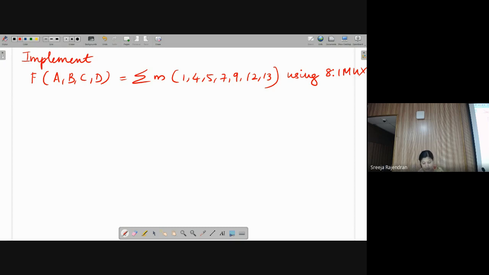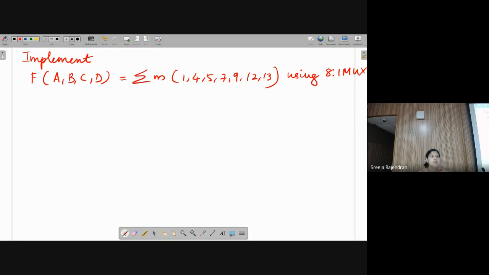Okay, so let's start. This is the first thing we are going to do. We already did implementation of a function using a 4:1 mux. It's the same function that we did yesterday. Today we will do it using an 8:1 mux.